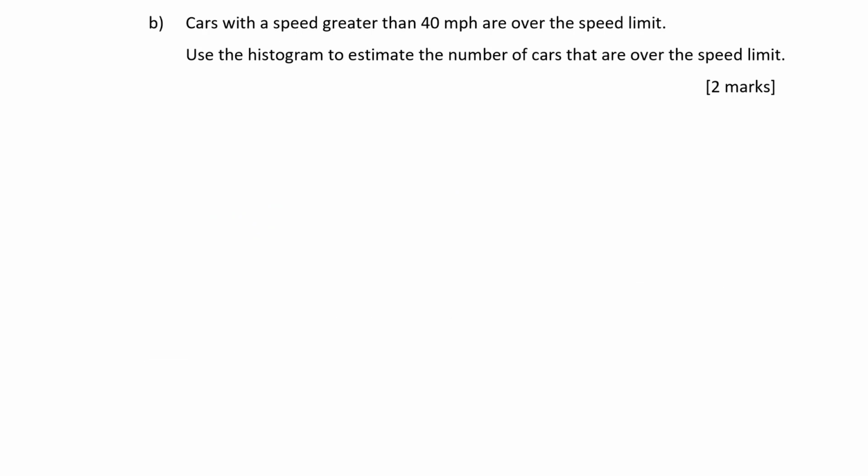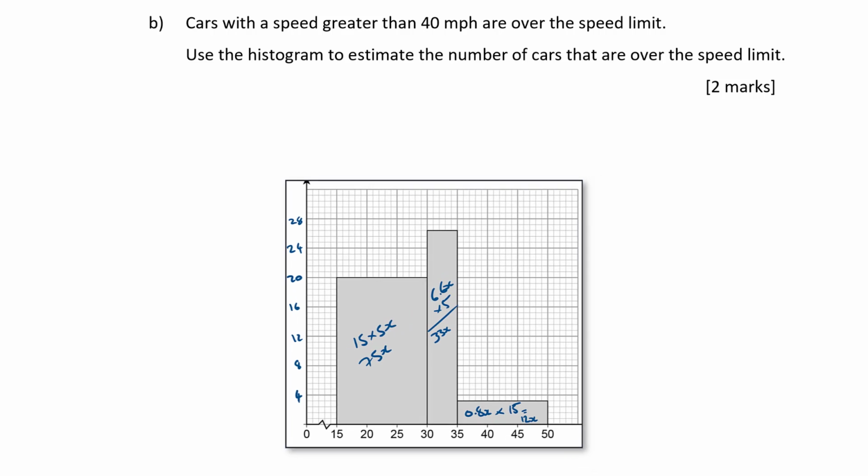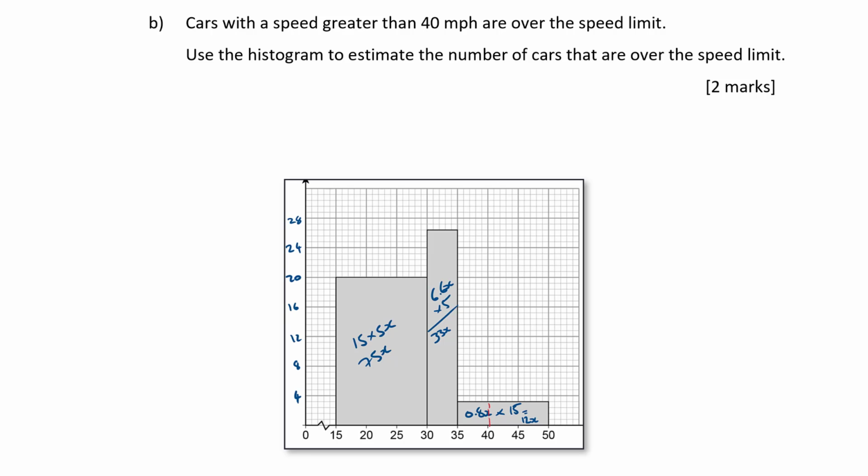Right, cars with a speed greater than 40 miles per hour are over the speed limit. Use the histogram to estimate the number of cars that are over the speed limit. Okay, so 40 miles an hour is here, isn't it? So the cars that are over the speed limit would be the ones represented by this part of the histogram. Now it's going to be an estimate because we don't know the speed of the cars in this area. We just know it was between 35 and 50. But we're going to use this as an approximation.